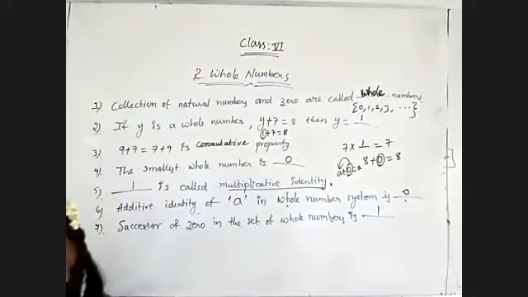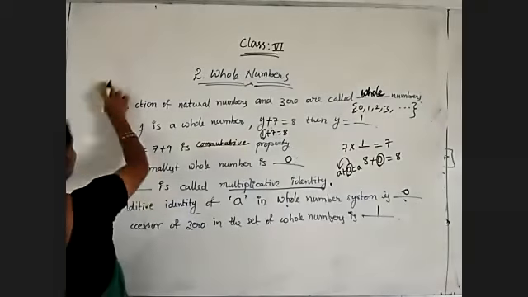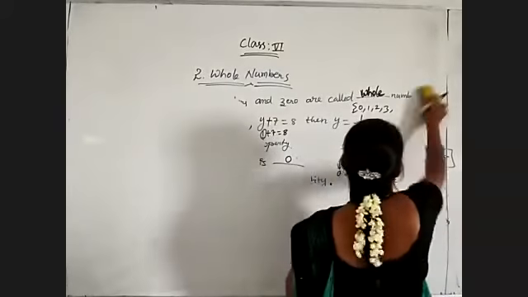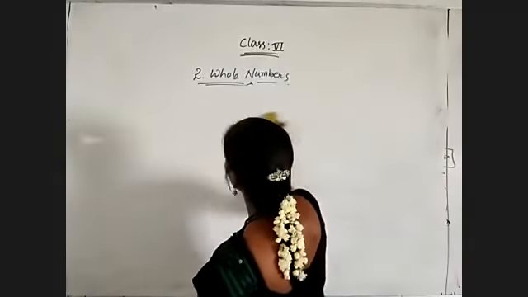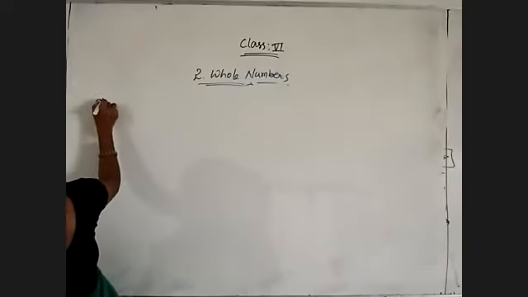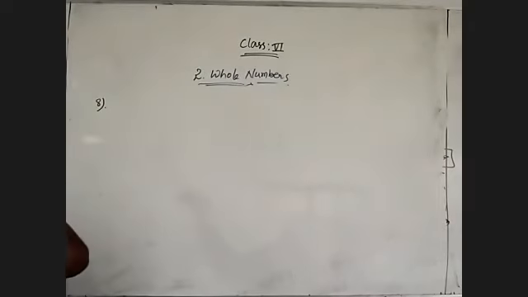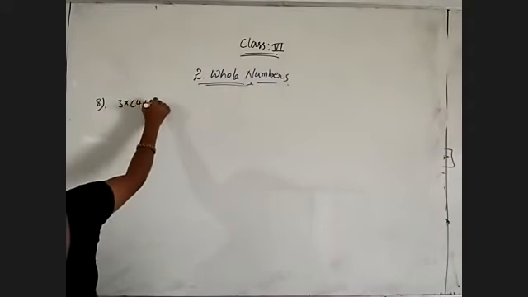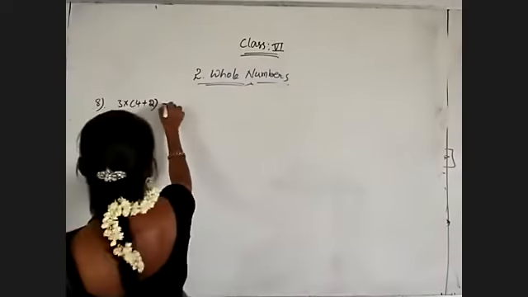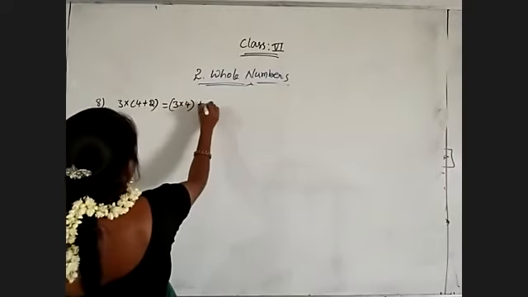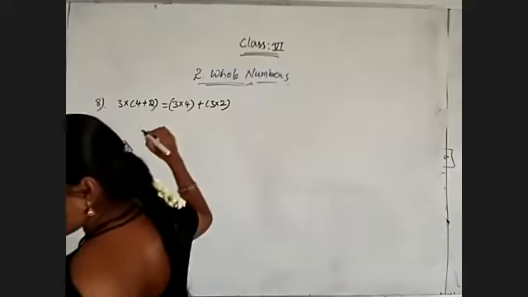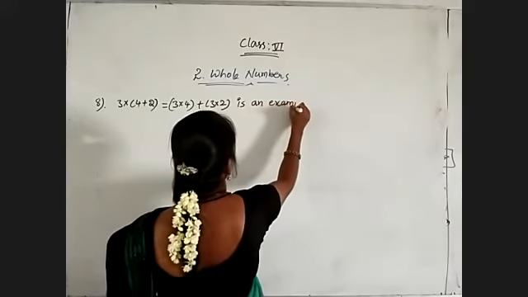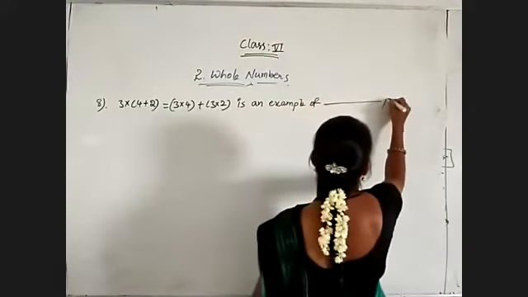Now coming to the next question. 3 into 4 plus 2 is equal to 3 into 4 plus 3 into 2 is an example of dash property.